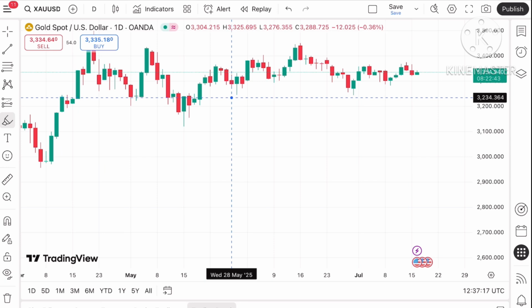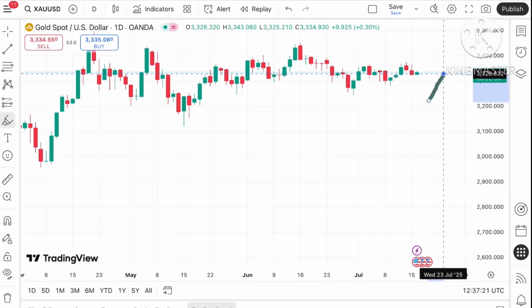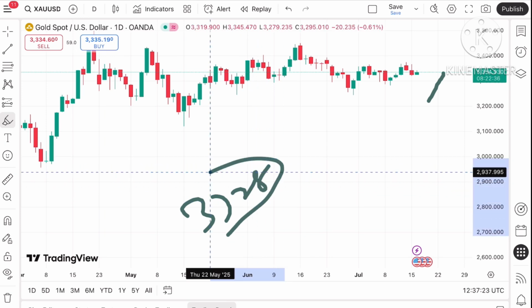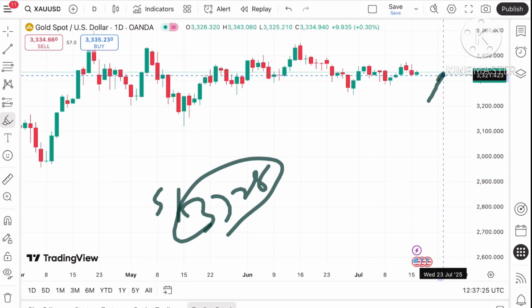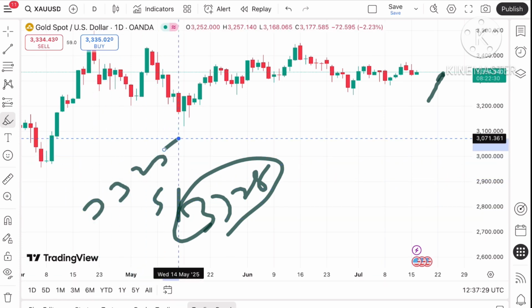But suppose the price doesn't sustain, it can come down towards its next support of $33.28. Okay, this is support 1, and if the price falls below this level, we can see it can go towards today's low of around 33.25.